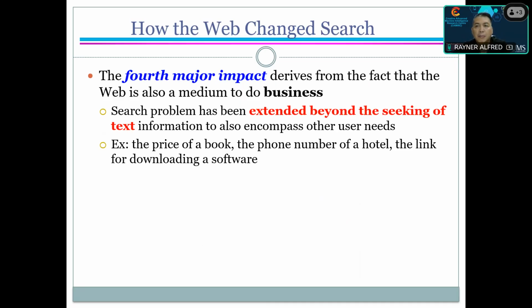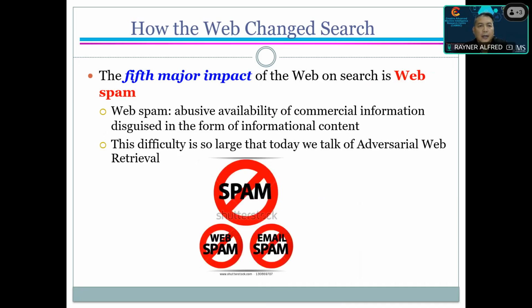Or for example, how old is Rainer Alfred? So we are looking at my age, not looking at this individual person, Rainer Alfred. We are looking at the age. Okay? And the fifth major impact would be the web spam.